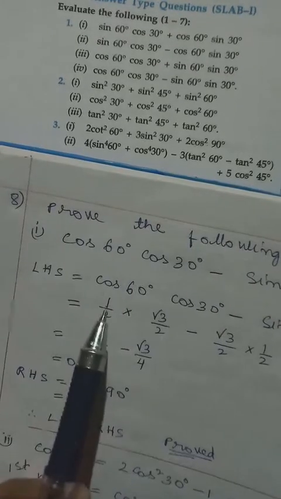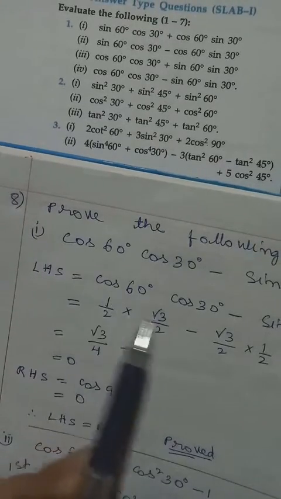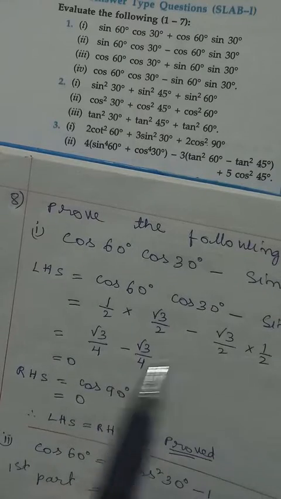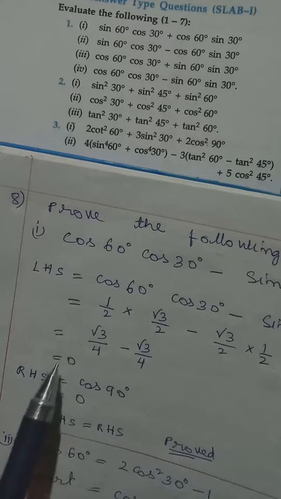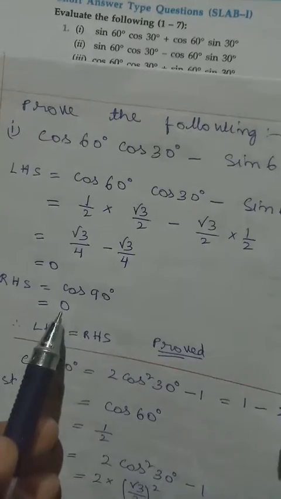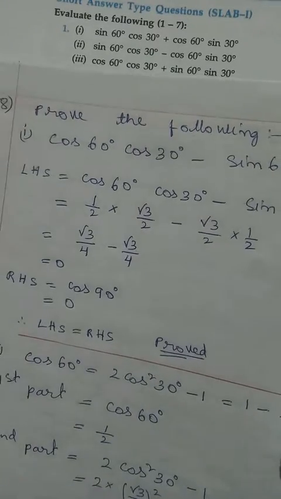So now we multiply numerator with numerator, denominator with denominator. 1 into root 3, 2 into 2, 4. Root 3 into 1, root 3. 2 into 2, 4. 1 minus 1 plus, so it becomes 0. Then in the right hand side we have cos 90. So cos 90 we know 0. Both are 0. So that means they are same.